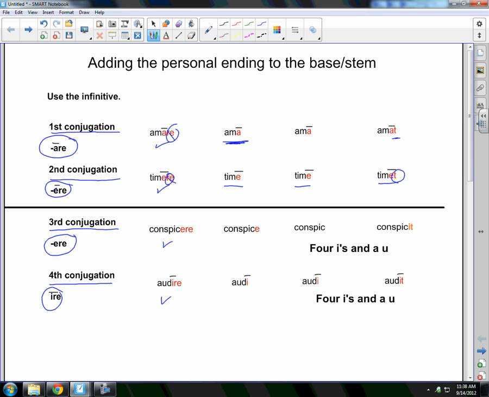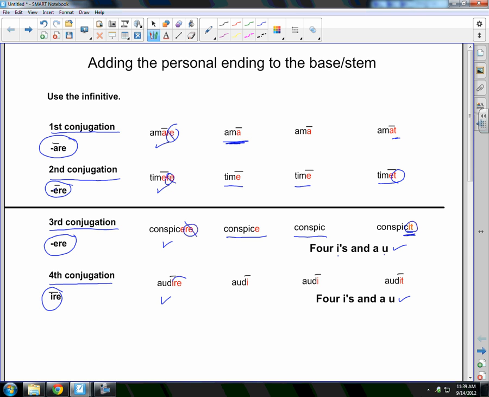For the third and fourth conjugations, they follow the rule of four i's and a u. What that means is I'm going to take the -re off, and that leaves me with conspice. There is no long mark over that e, so it goes away. That leaves me with a base of conspic. That means that I'm going to use four i's and a u when adding the personal ending. You can see here that I used an i. Fourth conjugation follows the same pattern.